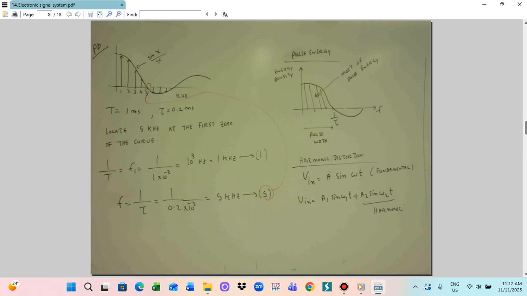The next one is harmonic distortion. Harmonic distortion means that we can write the fundamental frequency as V in equal to sin omega t. This is the fundamental. Then you can calculate for the harmonic frequency. When V in is equal to A1 sin omega 1 t plus A2 sin omega 2 t, those are what we call the harmonics. Only A1 sin omega 1 t is the fundamental. After that, those frequency components are the harmonic frequencies.